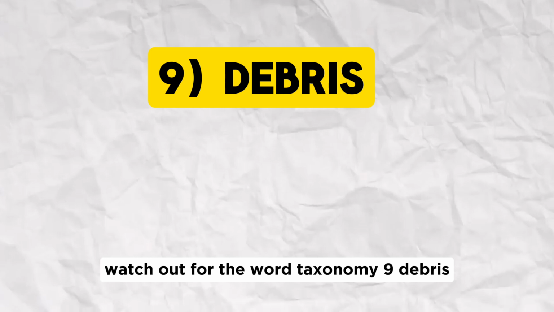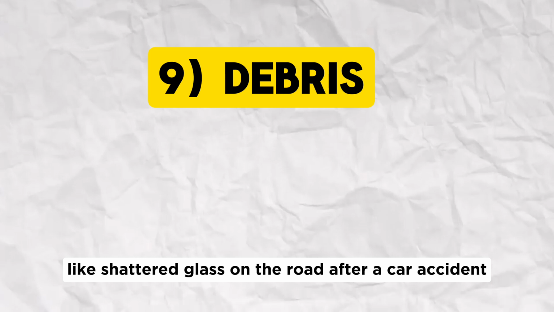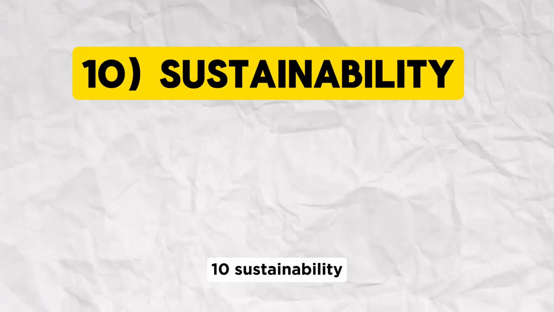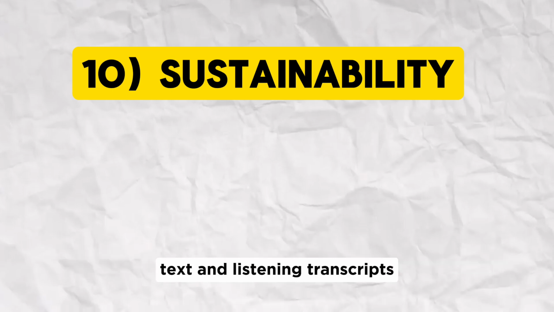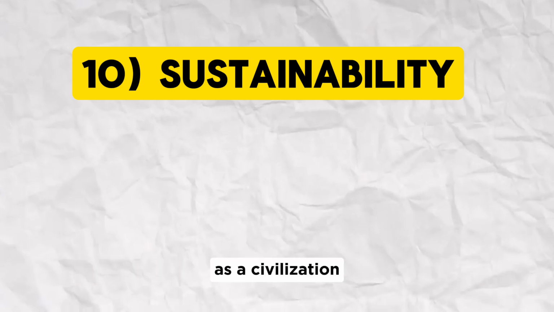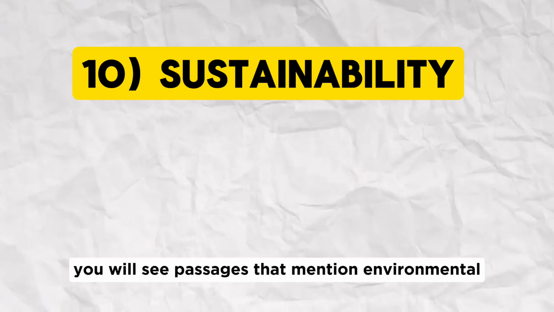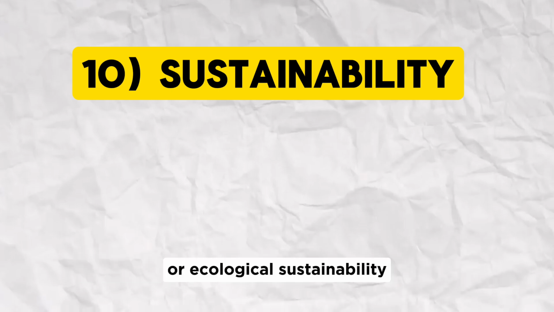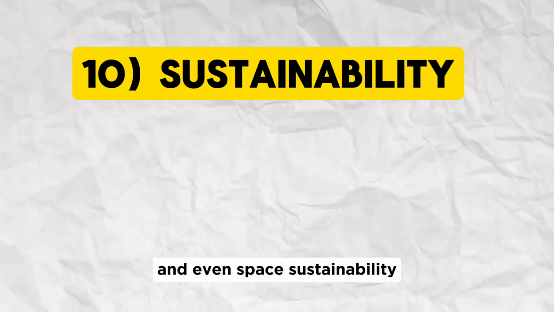9. Debris. Debris is trash that is scattered around after a disaster, like shattered glass on the road after a car accident. This is debris. 10. Sustainability. This word is repeated hundreds and hundreds of times in both reading texts and listening transcripts. Sustain means to last over time, so sustainability is the ability of something to last. As a civilization, we are concerned about the sustainability of our planet. You will see passages that mention environmental or ecological sustainability, energy sustainability, financial sustainability, and even space sustainability.